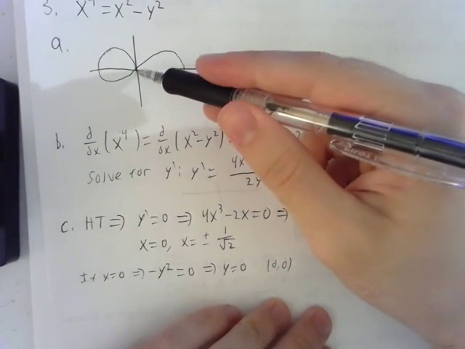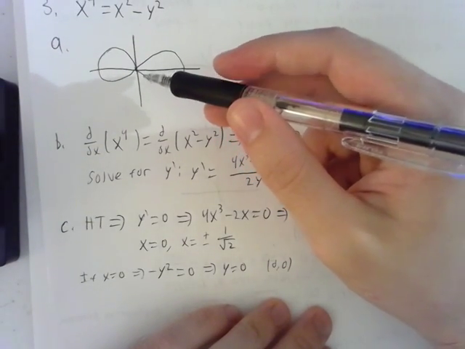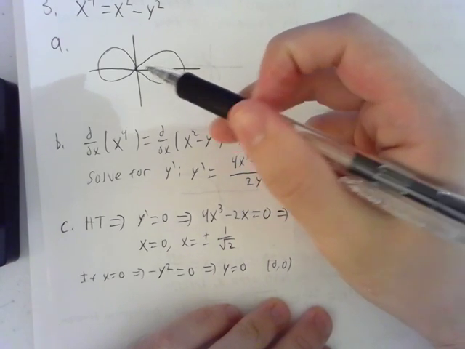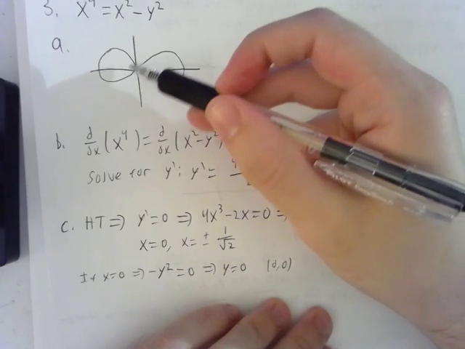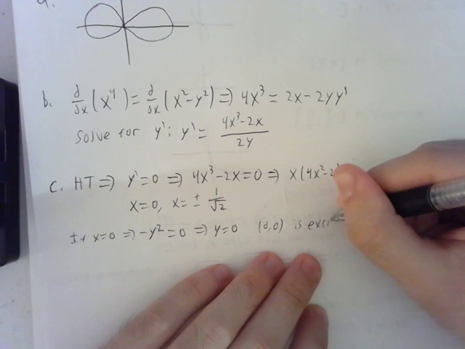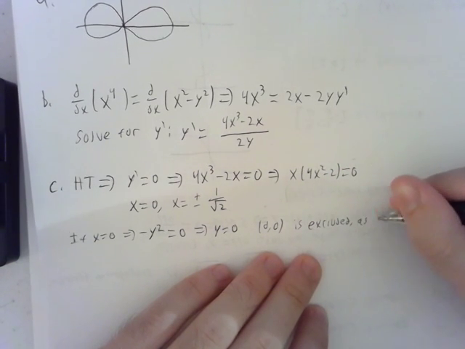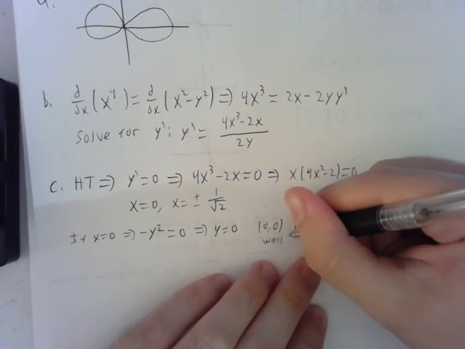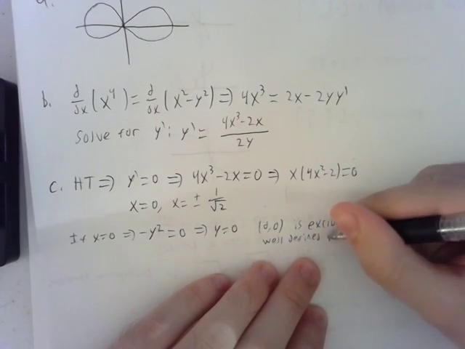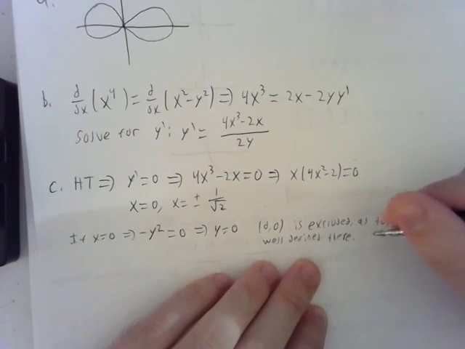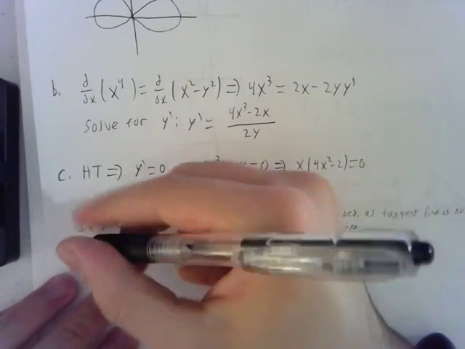But if we look back at our graph here, you can see fairly clearly there is not a horizontal tangent line. And this has to do with the fact that the tangent line is not well defined here. So 0, 0 is excluded, as the tangent line is not well defined there. Okay, so what about these other 2 points?